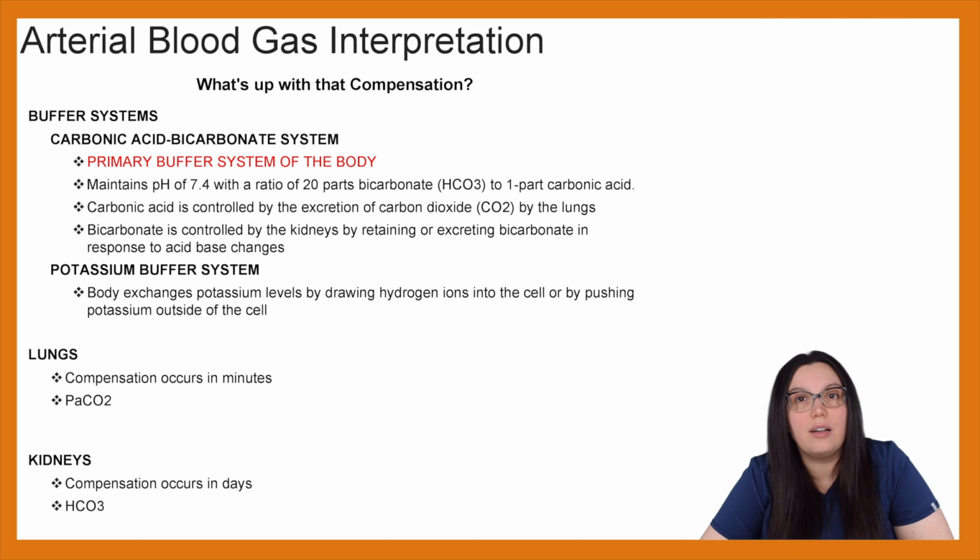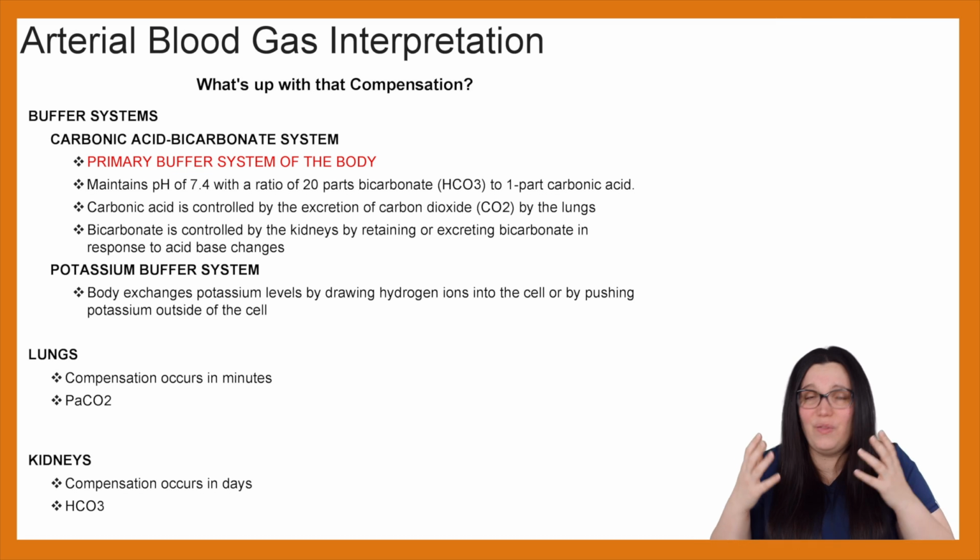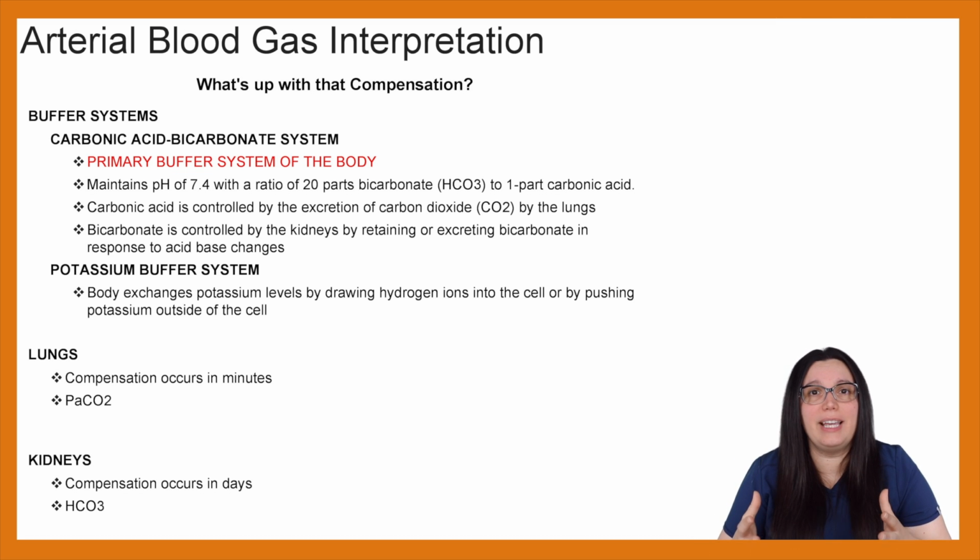We have our lungs. Our lungs are very quick when it comes to compensation, like we talked about before. It happens within minutes, 10 to 30 minutes, for that to really kick in and help balance out the system. That is how the body compensates with the lungs. That's the PaCO2 component of our arterial blood gases.